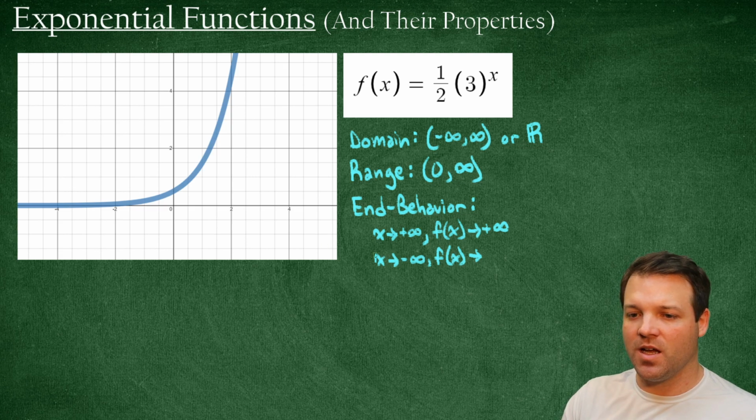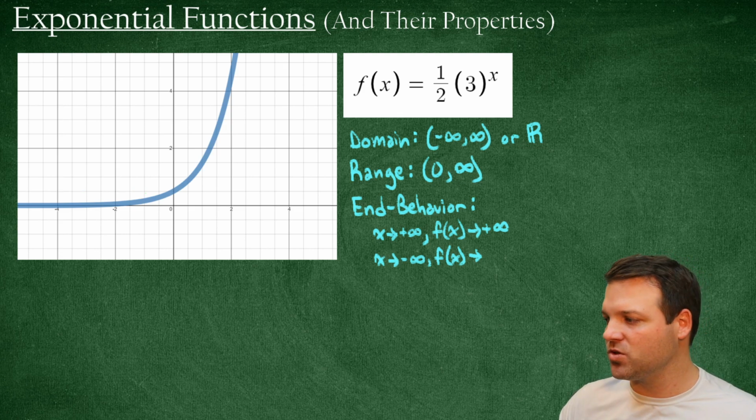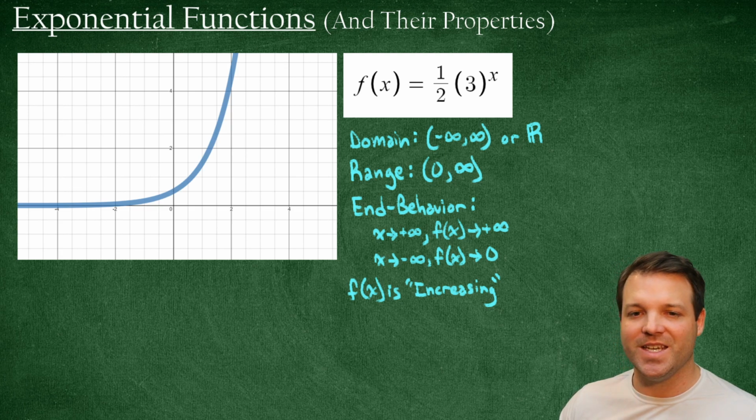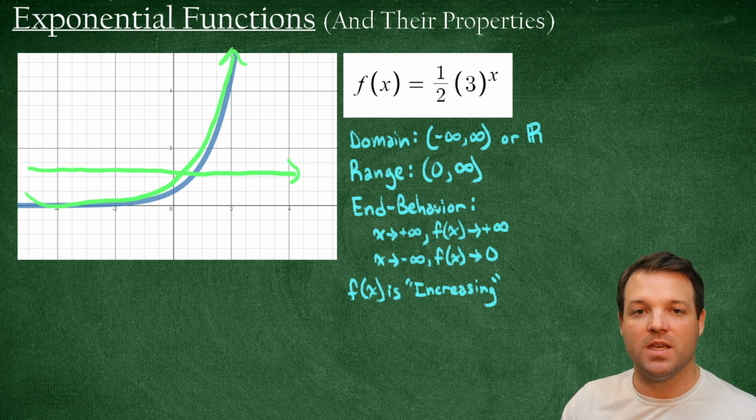And as x approaches negative infinity, as we go left farther and farther, where do the y values approach? Well, in this case, they're getting closer and closer to 0. So we would say f of x approaches 0. And then finally, the last way we can describe this is we could say that f of x is increasing, meaning as we move from left to right, the overall graph is going up and up, so this thing is increasing.